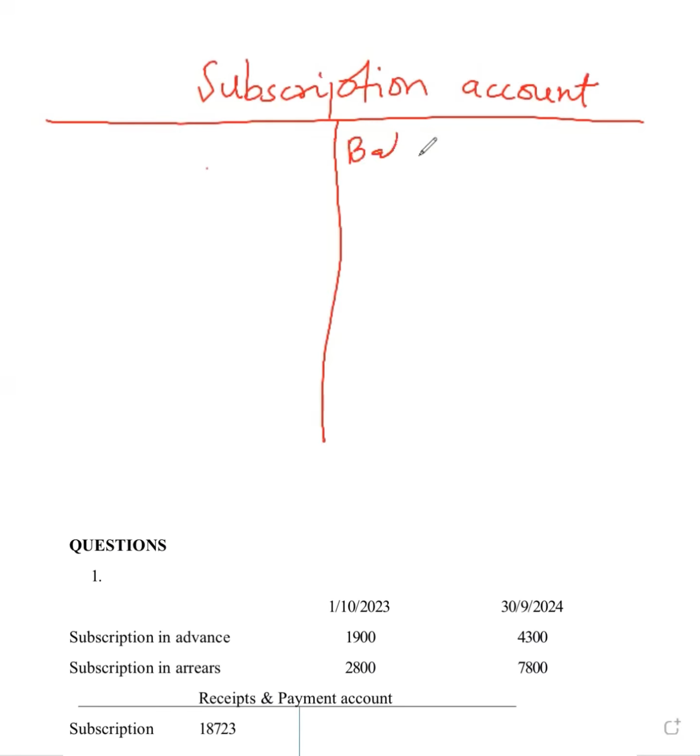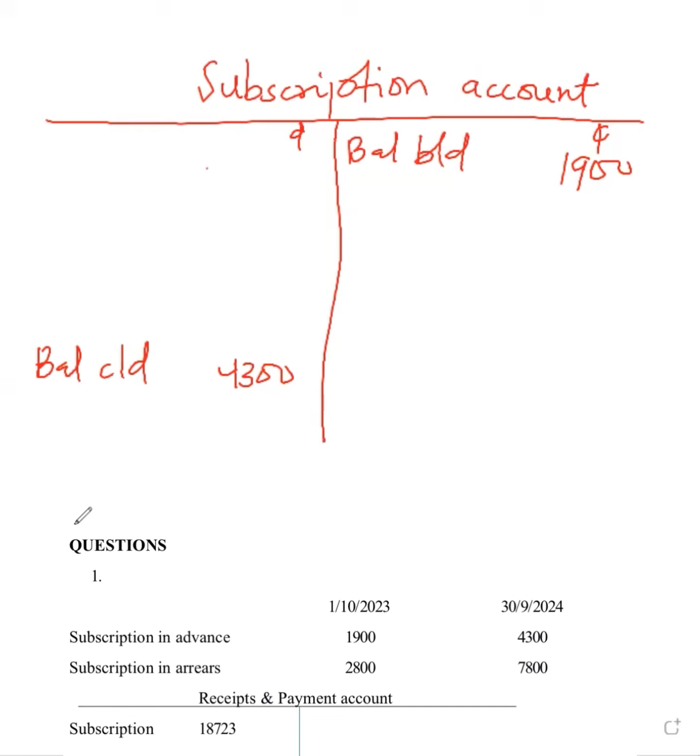So balance brought down, that is the opening balance. Balance brought down is 1,900. If the opening balance is on the credit side here, then it means that the closing balance, which is the 4,300, will be on the debit side. Just understand that that is how it is. If the opening balance is on the credit side, then the closing balance will be on the debit side.